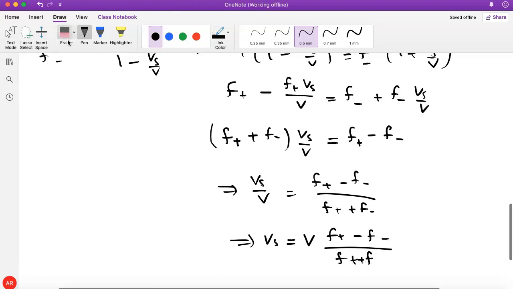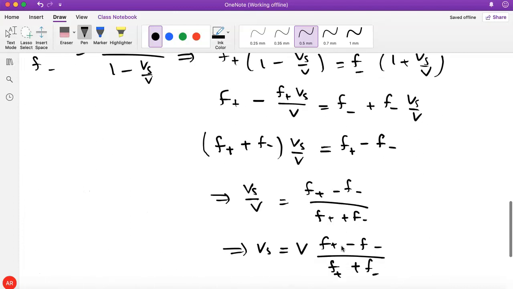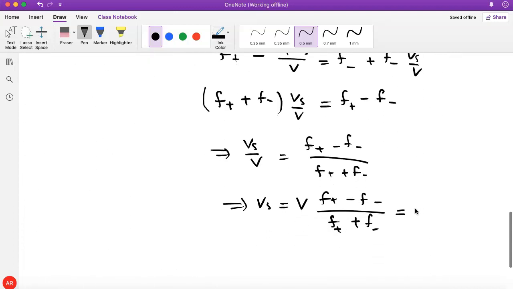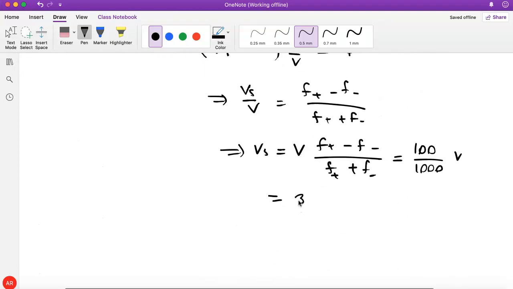F plus, F minus. Okay, so I believe the numbers were 450 and 550, so their difference is 100, right? Their sum is 1,000. So that's going to be just the speed of sound, which is 343, so we're going to get 34.3 meters per second.